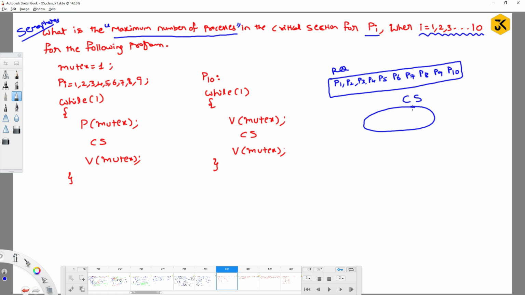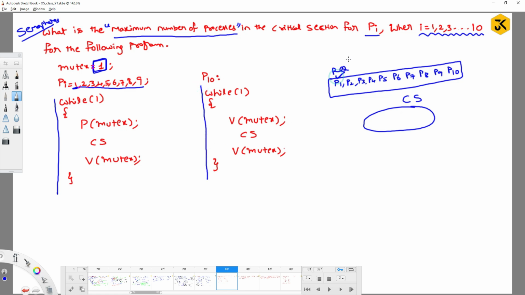Now how many processes will be there in the critical section? That is what the question is, right? And they have clearly mentioned here the mutex as 1. Mutex as 1 means it is a kind of binary semaphore, right? So let us try to give chance to P1 first. Assume P1 got the chance. When P1 got the chance, P1 to P9 processes are going to execute this code, and P10 is the process which is executing this particular code, guys.